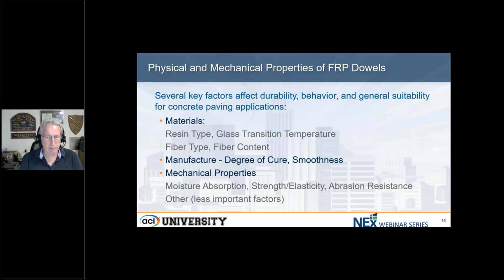Abrasion resistance probably doesn't come up in your thoughts right away, but if you think about having a softer material out there sliding back and forth in a joint in daily cycles for years and years, you may have some potential for abrasion there. Moisture absorption comes into play as well. There are some other less important factors, but we're going to talk about these here because they are probably the most important ones that come up in conversation over tea most often.